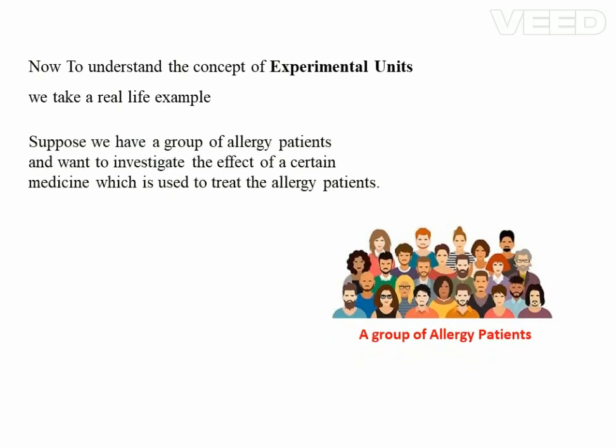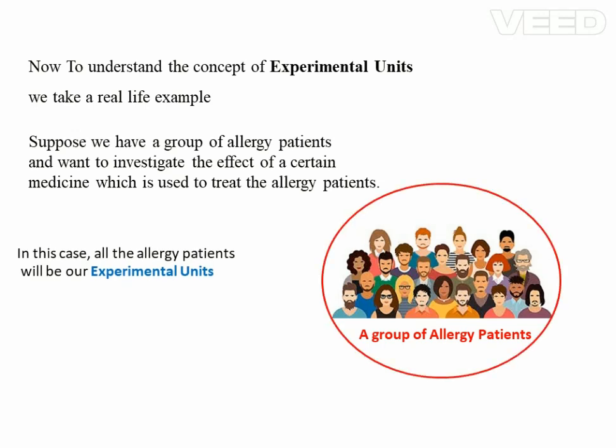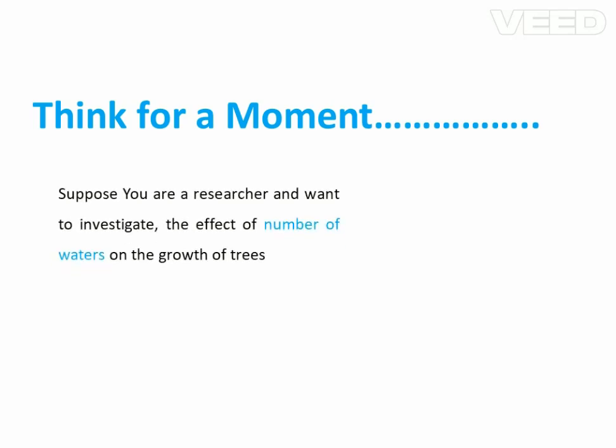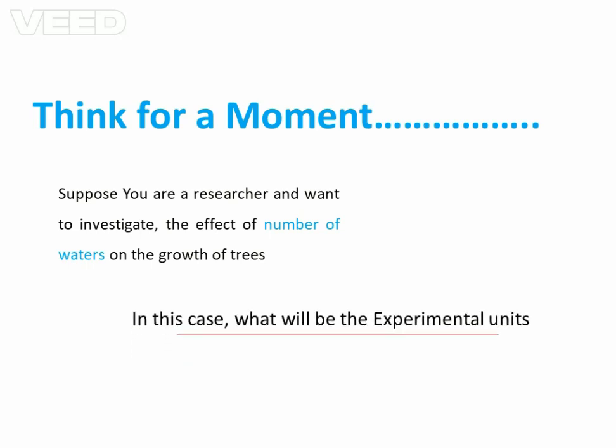Now to understand the concept of experimental units, we take a real-life example. Suppose we have a group of allergy patients and want to investigate the effect of a certain medicine which is used to treat the allergy patients. In this case, all the allergy patients will be our experimental units. Think for a moment. Suppose you are a researcher and want to investigate the effect of number of waters on the growth of trees. In this case, what will be the experimental units?